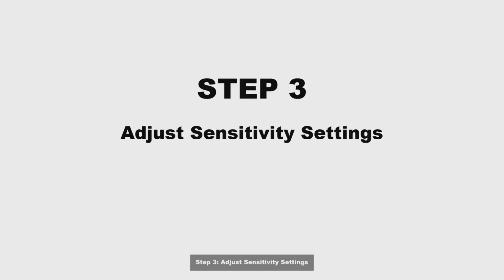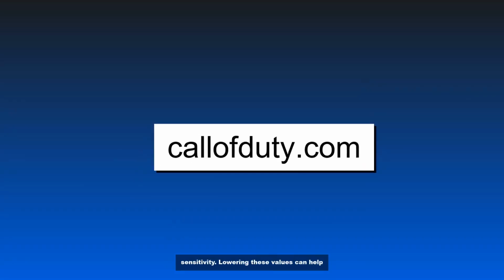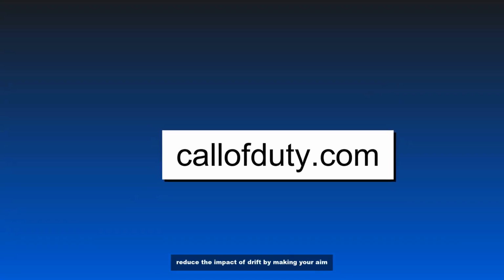Step 3. Adjust sensitivity settings. Look for the sensitivity settings, which may include options for horizontal and vertical sensitivity. Lowering these values can help reduce the impact of drift by making your aim more stable.